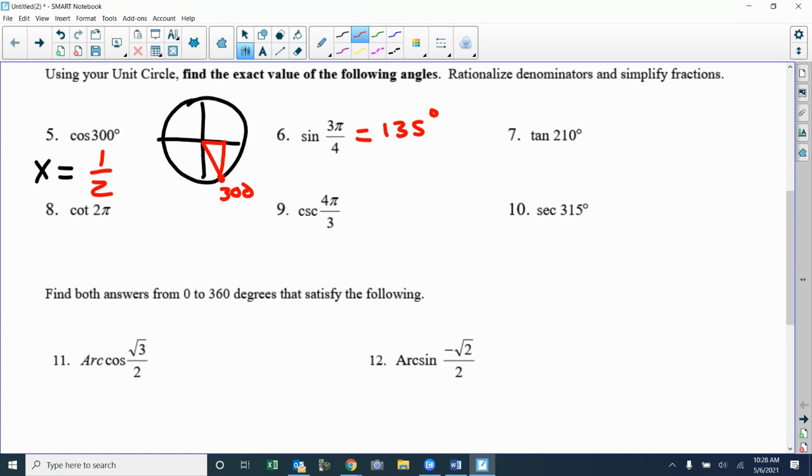Orange? Trying to find it. This is the y value. What is the y value at 3 pi over 4? The y value there is square root of 2 over 2.